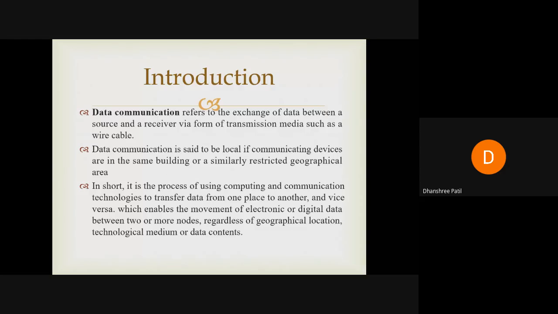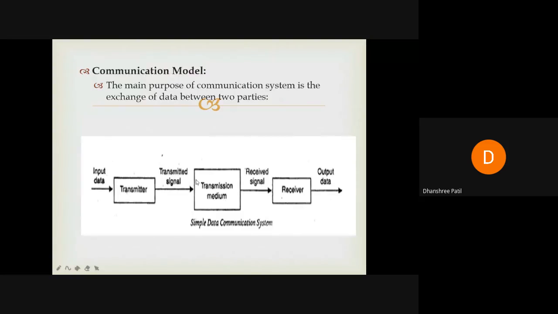Okay, so let's start. Before starting anything, what is meant by data communication? It is nothing but the exchange of data between the source and the receiver. For exchanging or transferring this information, some medium is required, for example a wire cable, or in the case of wireless communication, air. When data is transferred from source to destination with the help of some transmission medium, such communication is called data communication.